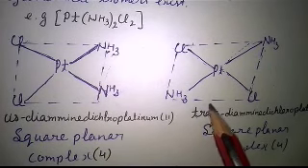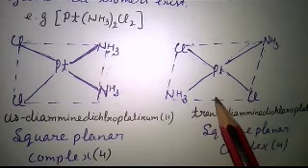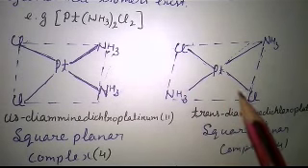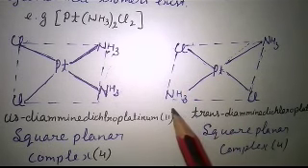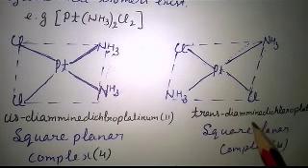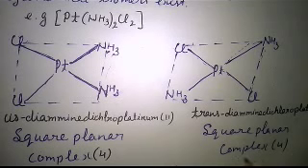Now we are doing this with the trans form. In this example we take the platinum metal ion as center and the 2 chlorine ligands on opposite sides, and similarly ammines on the opposite side, so its name is trans-diamminedichloroplatinum(II). It is also a square planar complex, with coordination number 4.